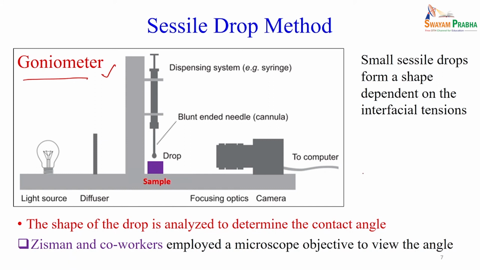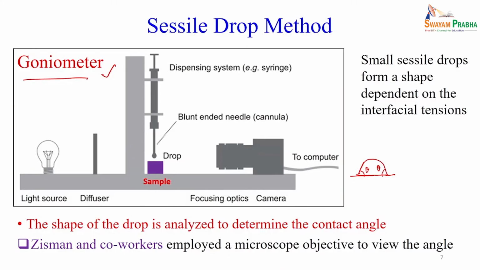So, this is a surface. If you put the drop like this, the camera records the shape, and once this shape is known, we should be able to determine the angle from both the left side as well as the right side, and this angle is the contact angle.